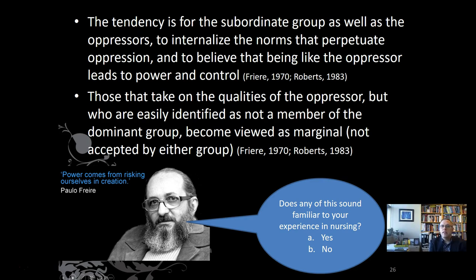Oppressed groups are interesting because they operate in very much the same way no matter what the context is. The tendency is for the subordinate group, as well as the oppressors, to internalize the norms that perpetuate the oppression. So in other words, the oppressors think, well, this is the natural order, we're supposed to be in charge. And the subordinate group also starts to say, oh, well, we're justifiably lower, and if we want to be more powerful, we need to take on the qualities of the oppressor in order to gain power and control. But those people who take on the qualities of the oppressor, but who are easily identified as not being a member of that dominant group, will often be viewed as marginal or not accepted by the group.